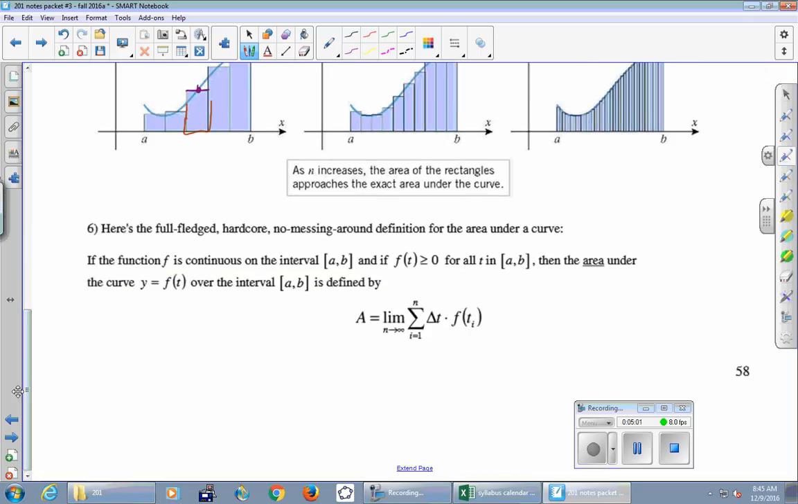All right, number 6. Here's the full-fledged, hardcore, no messing around definition for the area under a curve. If the function f is continuous on the interval [a, b], and if f(t) is greater than or equal to 0 for all t in that interval [a, b], then the area under the curve y equals f(t) over the interval [a, b] is defined by, and now we're going to define the area. It's the limit as n goes to infinity of the summation i equals 1 to n of delta t times f(t sub i).